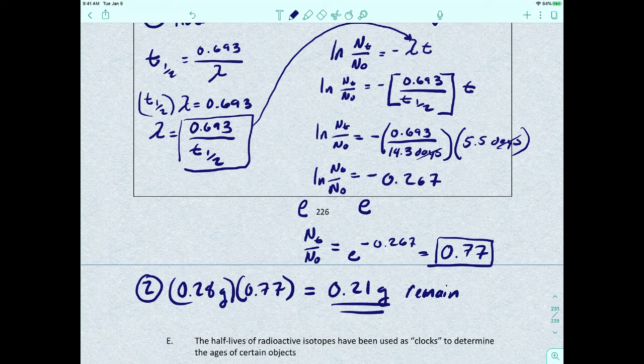Pretty cool. So doing these problems, even though the wording is a little bit different, it's still the same way that we solved problems using the integrated rate law back in chapter 14.